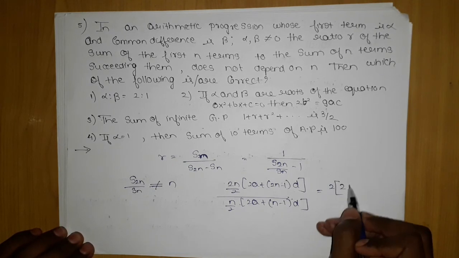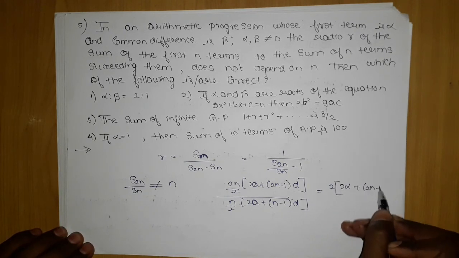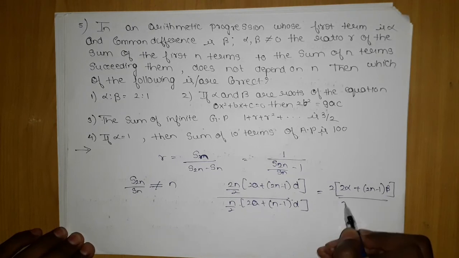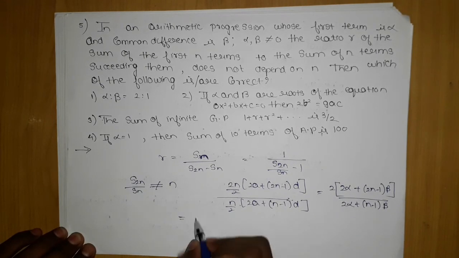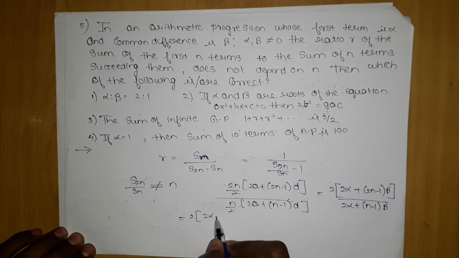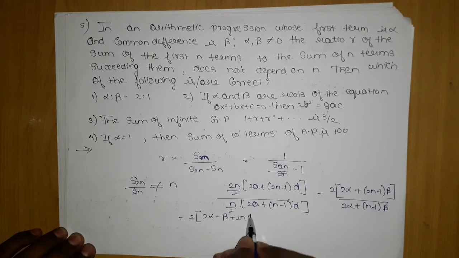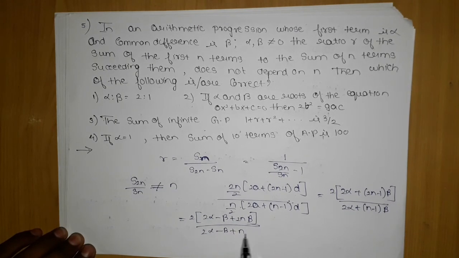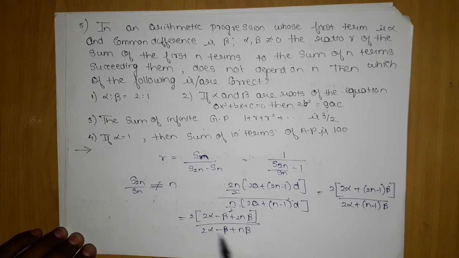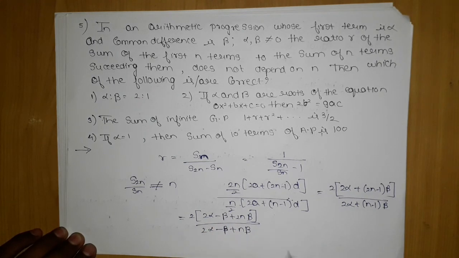2 will be left. This is 2 into alpha plus (2n − 1) into beta, upon 2 into alpha plus (n − 1) into beta, which finally gives me (2 alpha − beta + 2n beta) upon (2 alpha − beta + n beta). So what you have seen: for it to be not dependent, if 2 alpha minus beta was not there, then n will cancel out, and it will be independent of n.